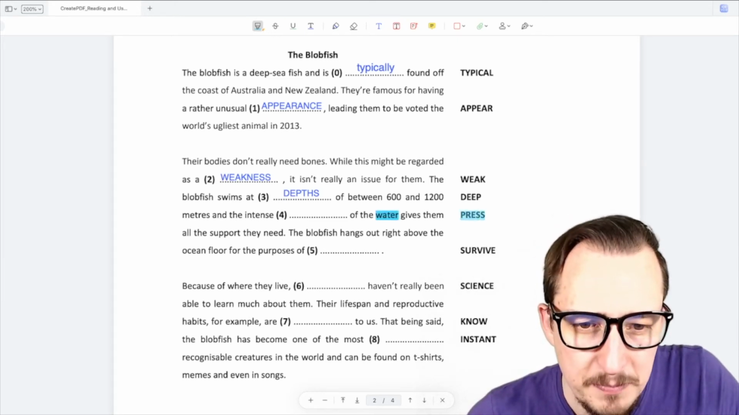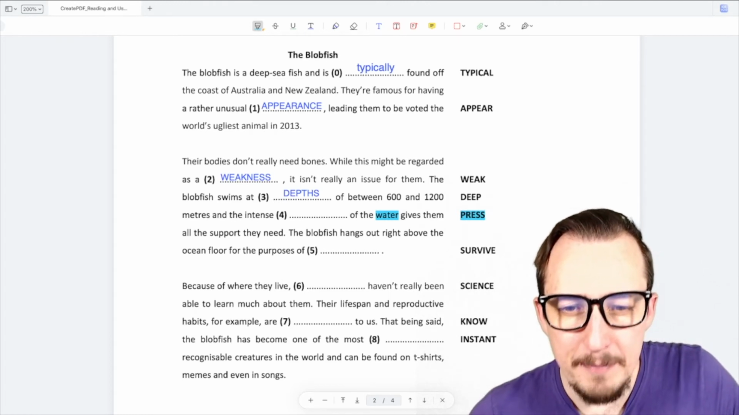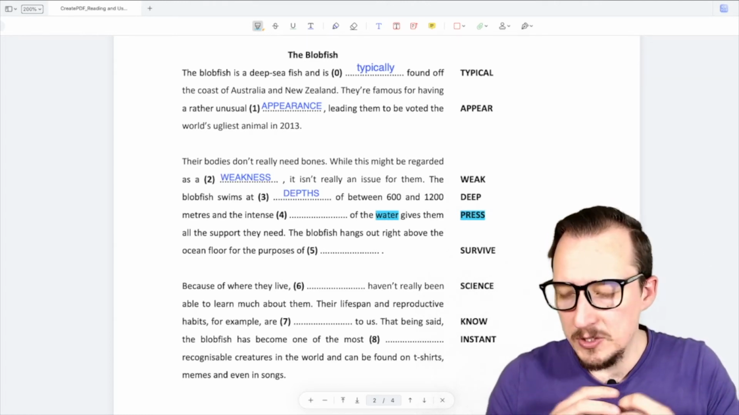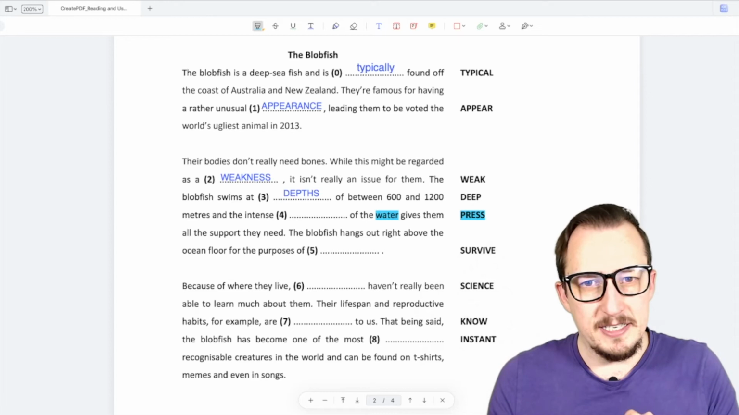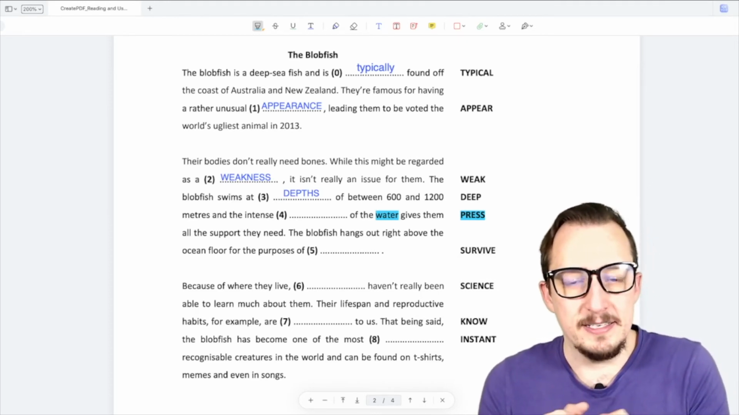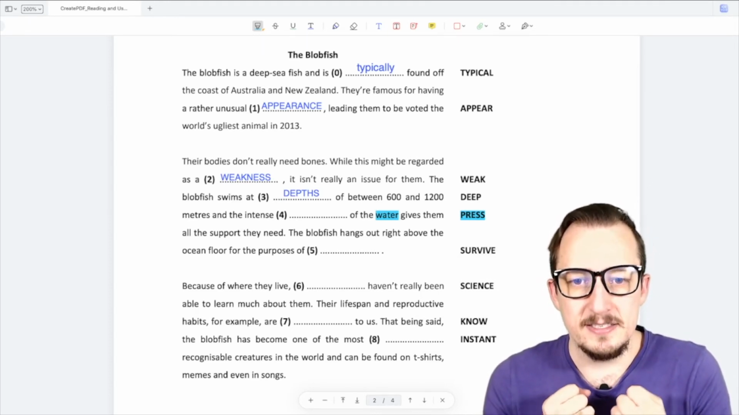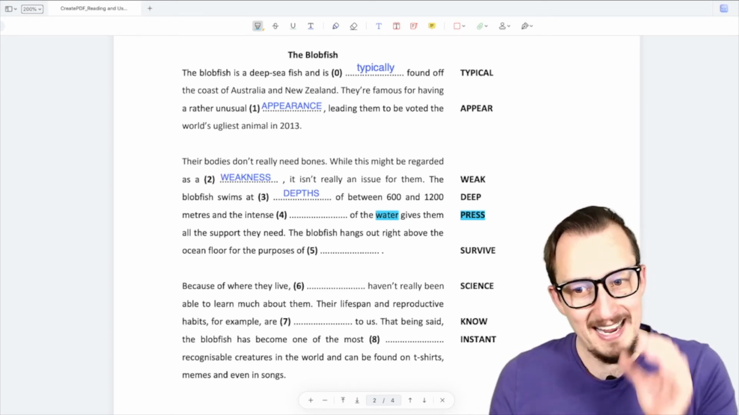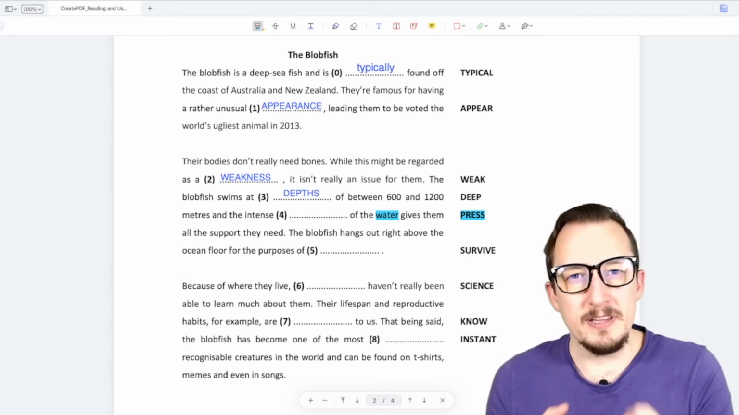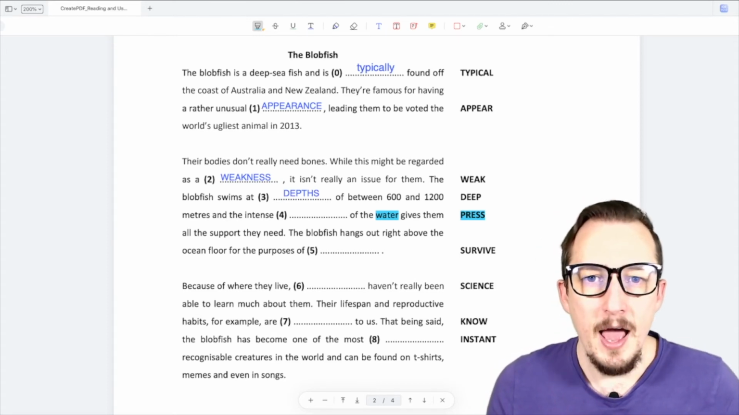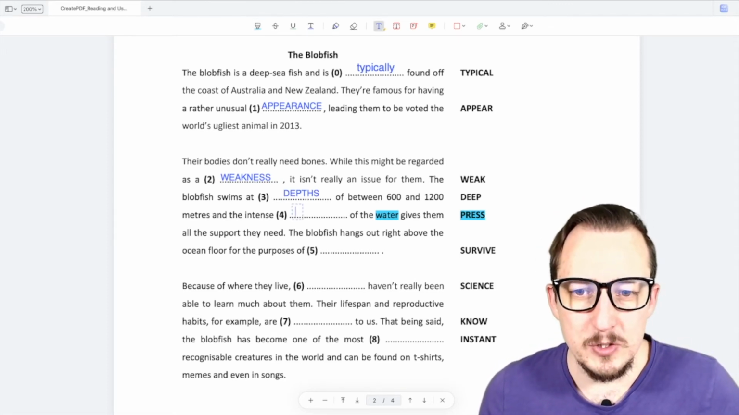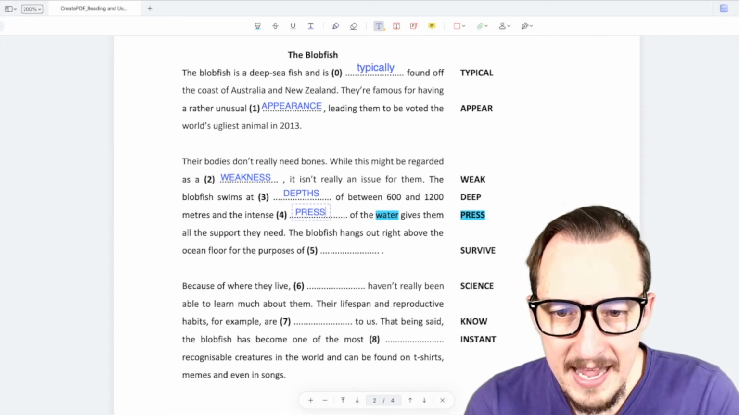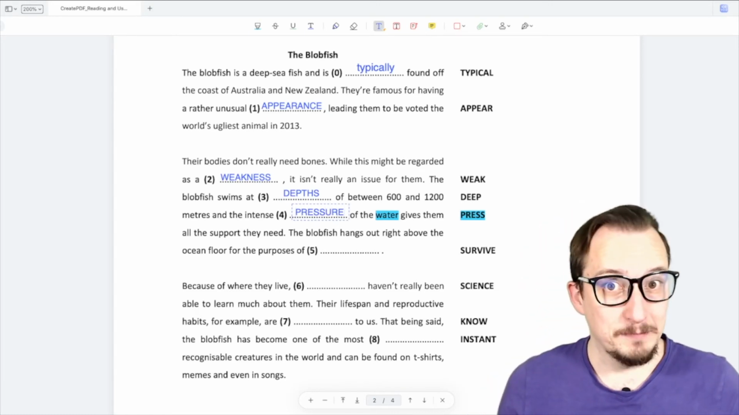So the stem word is press. So talking about something that's intense, and we're talking about something that's related to water, or certainly connected to the word water. So an intense something of the water gives them all the support they need. And that's also key, gives something that gives support to something. And the correct answer to question 4 is pressure.